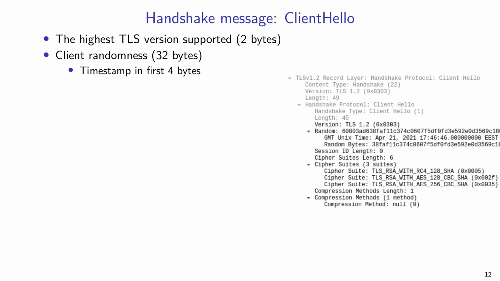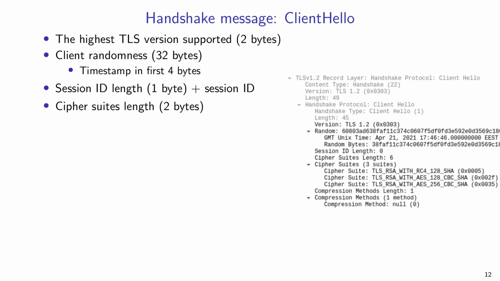After the randomness comes the session identifier length, encoded in 1 byte, and the session identifier itself. This session ID will be here if the client tries to resume some previous TLS session. For new handshakes, the session ID field will be empty. Length will be 0 here.